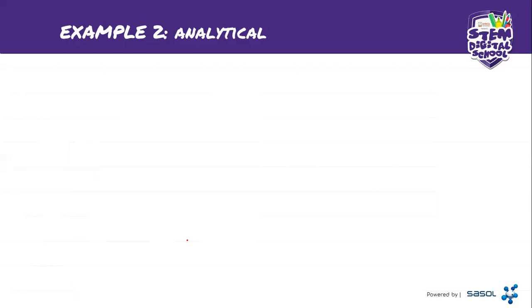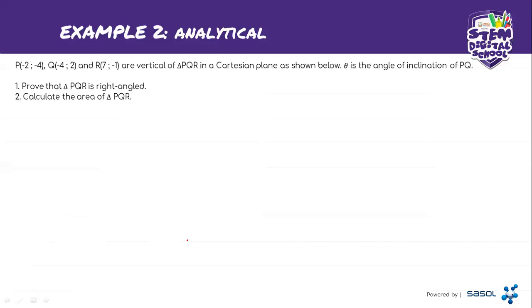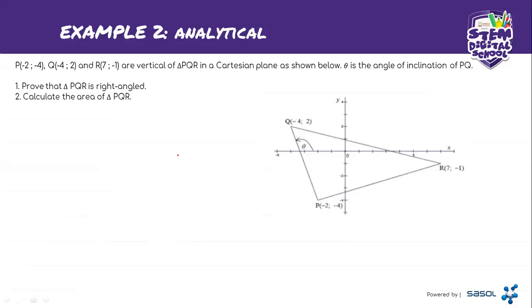Example 2, let's see what we are having under example 2. All right, say P is -2 is to -4, and Q is -4 is to 2, and the last point is R, which is 7 is to -1. You can see this is Q there, and then this is P, this is point R. Vertices of triangle PQR in the Cartesian plane as shown below. Theta is the angle of inclination of PQ.